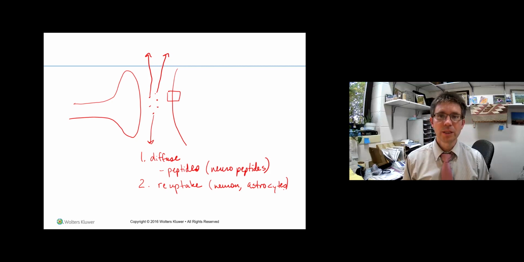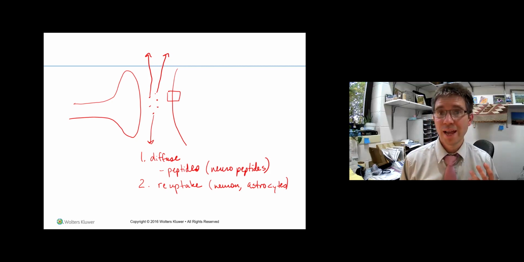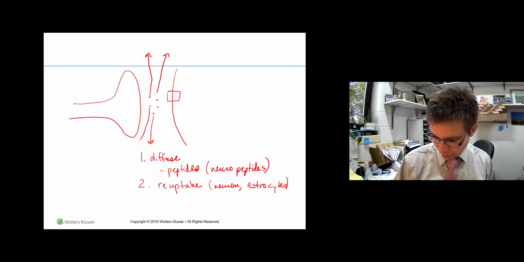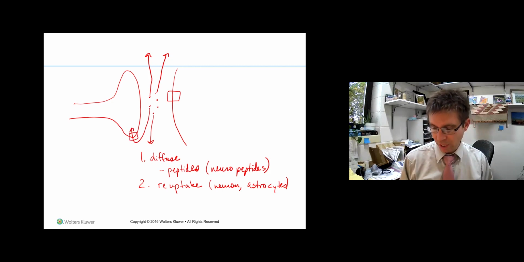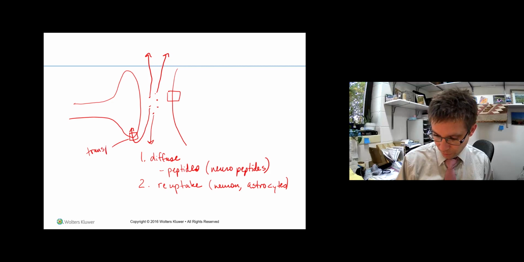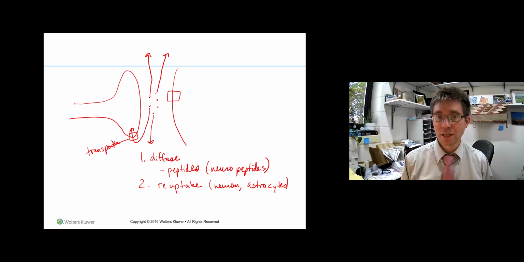But what we're doing in reuptake is we're actively transporting the neurotransmitter back into a cell so that it's out of the cleft. And so in reuptake, they are taken back into the axon terminal. These are going to be transport proteins that will transport those neurotransmitters back from the cleft into the axon terminal or into the astrocyte.